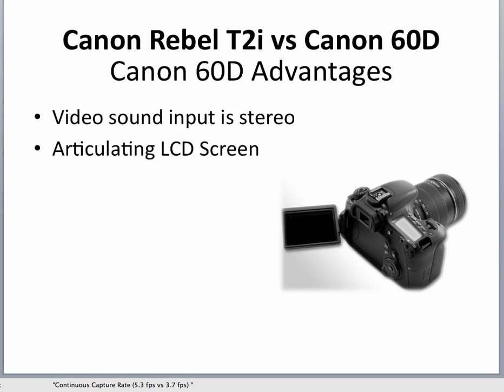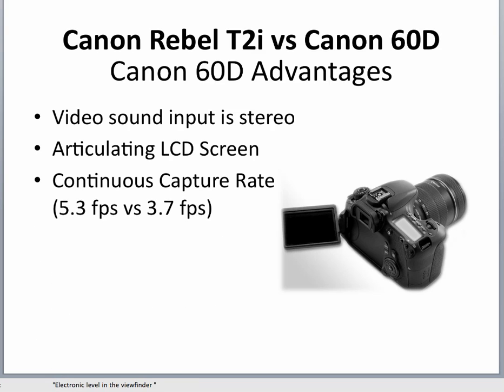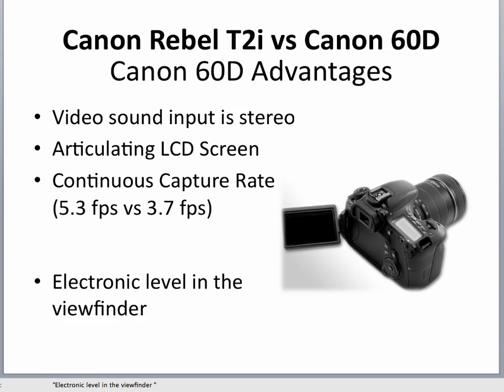Secondly, it has the articulating LCD screen, which is shown in the picture. Articulating means it swivels out and moves around. And then it has a continuous capture rate of 5.3 frames per second versus 3.7 frames per second on the T2i. So a little bit less than 2 frames per second faster.